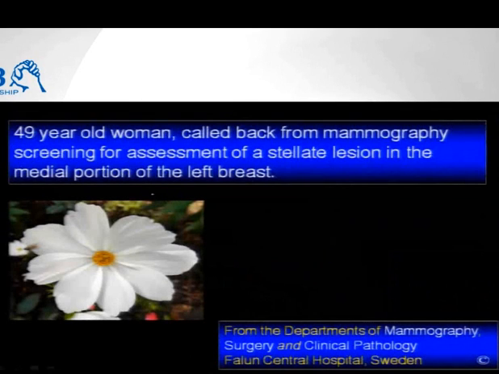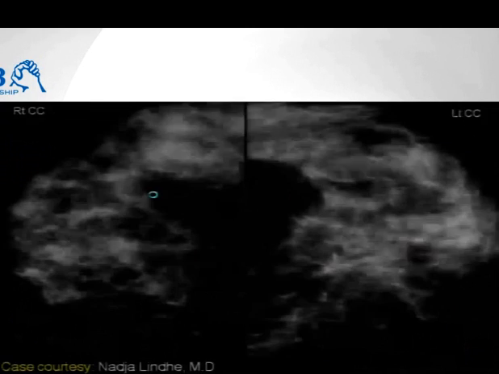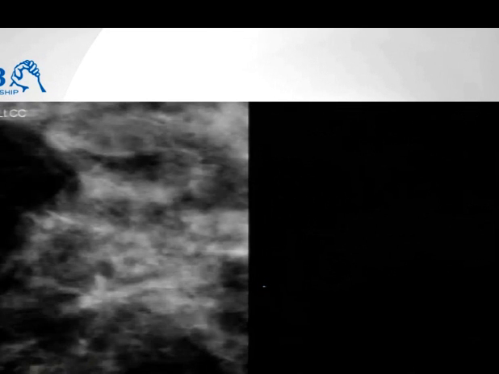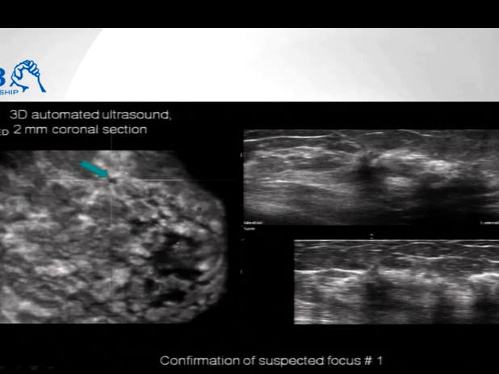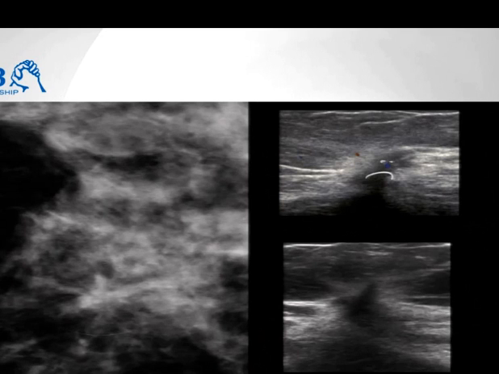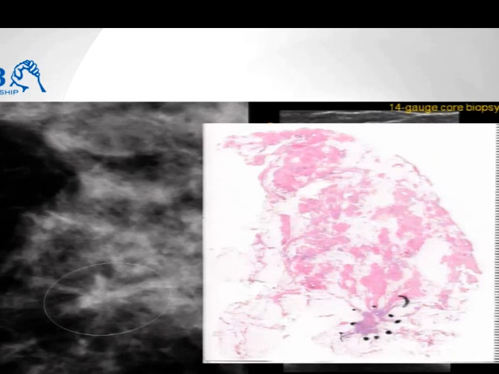Some of these cases we are going to find when we combine mammography with three-dimensional ultrasound. Everybody can find the stellate lesion here in the medial half of the left breast. And you magnify it, and this is a carcinoma. You find it in the upper half, and the 3D automated ultrasound and the handheld ultrasound clearly shows this is a carcinoma. And you put the needle in, and here is the large section histology.